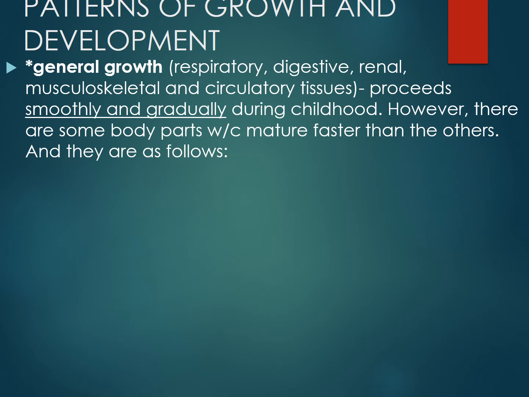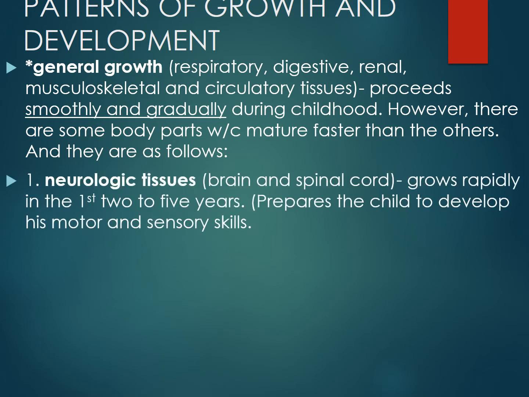However, we have to remember that there are body parts which mature faster or which mature slower than the others. And they are as follows. Number one is your neurologic system, including the brain and the spinal cord and the neural pathway. Yung neurologic system po ng bata, they grow rapidly on the first 2 to 5 years. Ibig sabihin, mabilis po yung growth and development ng brain at ng spinal cord sa unang taon hanggang sa ikalimang taon ng bata. Why is it necessary? Because the neurologic system's development and growth is preparing the child to develop his motor and sensory skills.